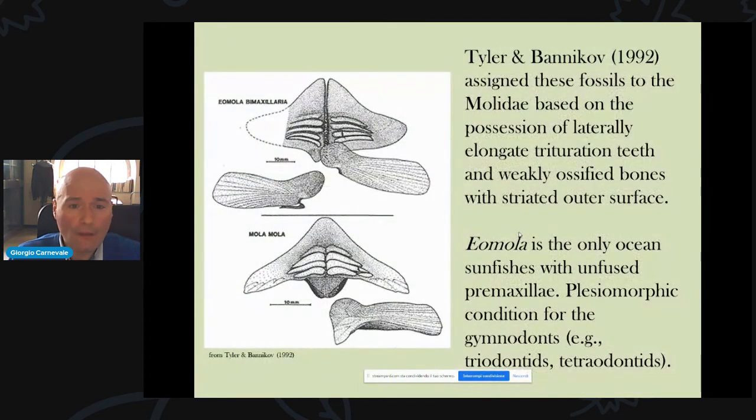However, Tyler and Bannikov, who described these fossils in 1992, referred them to the Molidae because of these laterally elongated trituration teeth and of their weakly ossified bones characterized by a striated outer surface. And this is a typical character of extant molids, which is not shared by other tetraodontiforms.